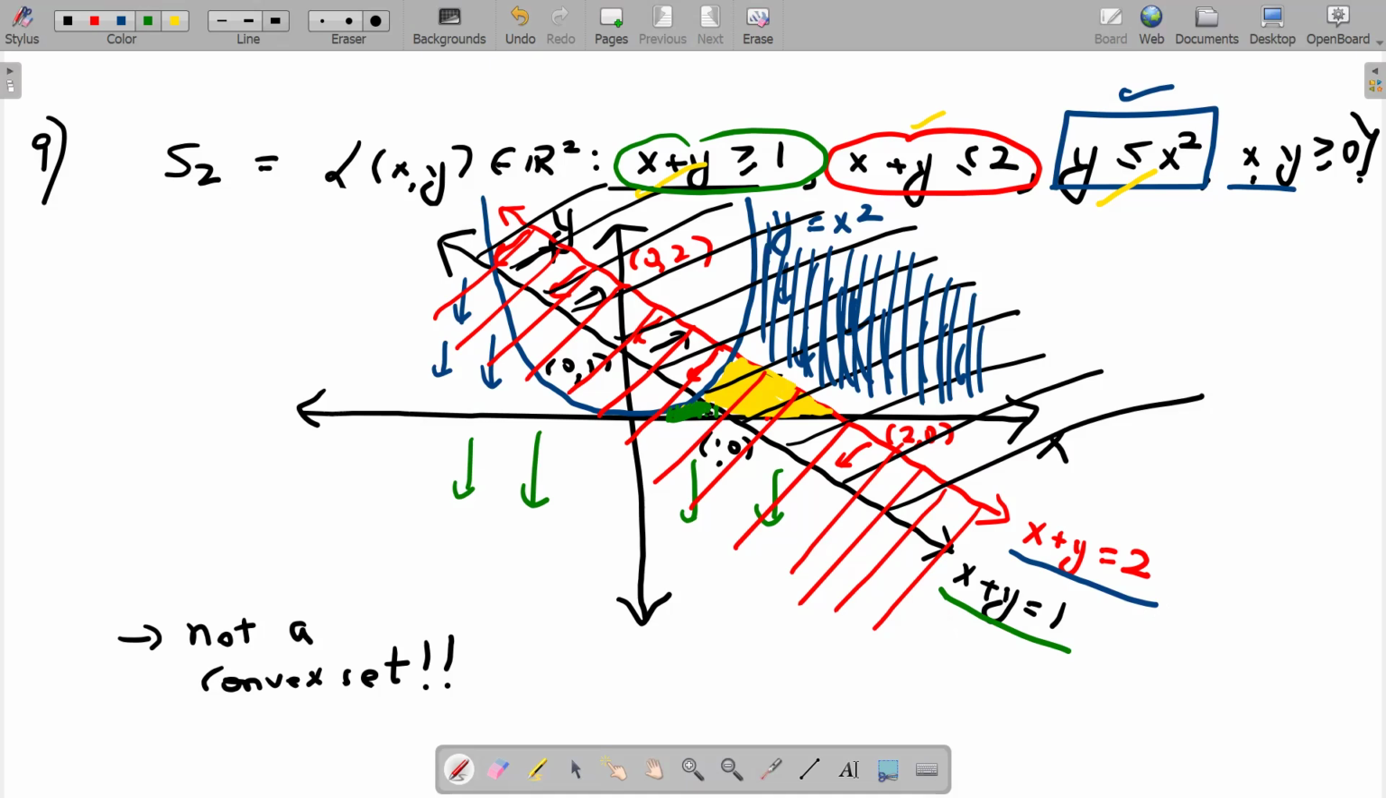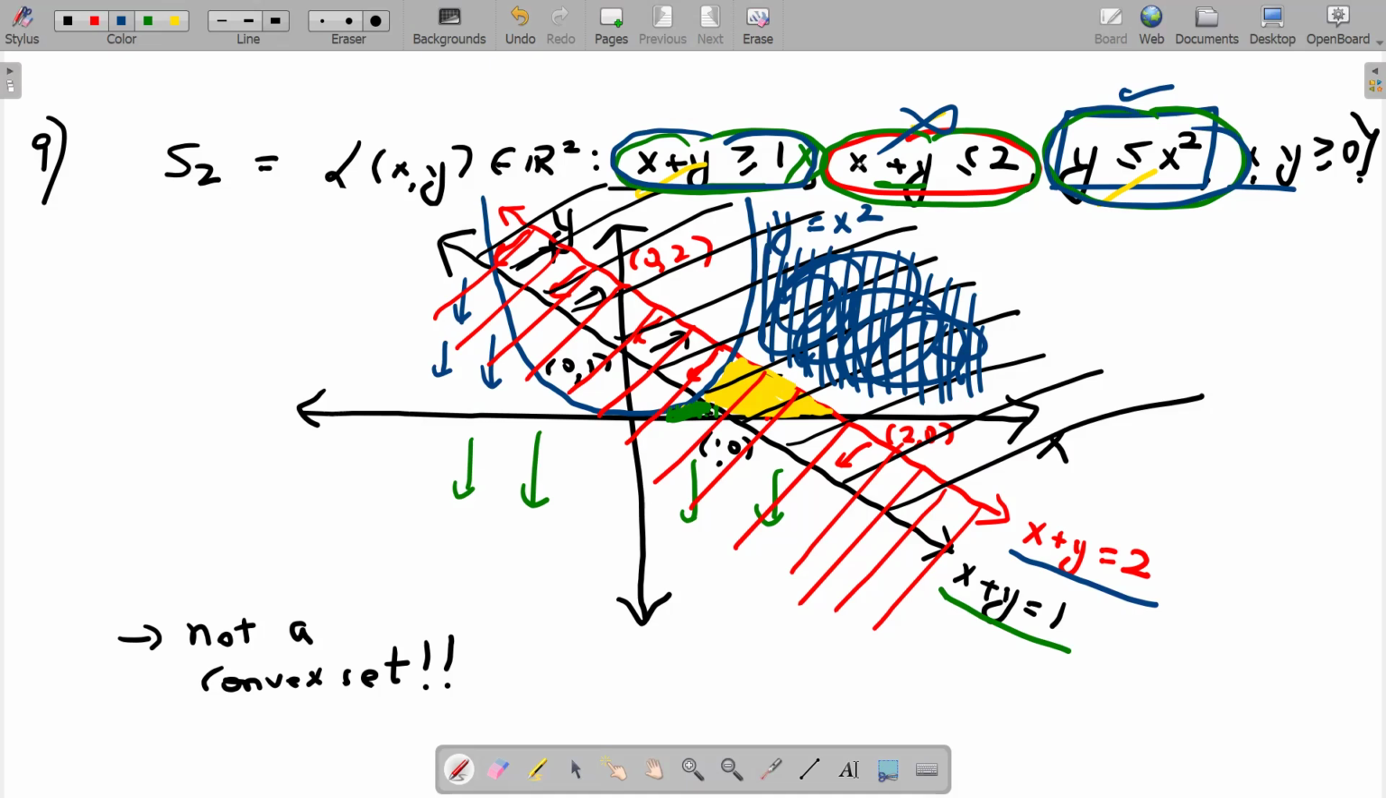It's a bit difficult to visualize. I understand it's a bit tricky question, but if you try and visualize it in your mind, it's very difficult to show because there are too many shades here. You'll see that one shaded area always includes two inequalities, but misses the third. Like I said, the green area includes x plus y less than or equal to 2 and y less than or equal to x square, but does not include x plus y greater than or equal to 1. And the blue area includes x plus y greater than or equal to 1 and y less than or equal to x square, but does not include x plus y less than or equal to 2. So that is where it becomes not a convex set.